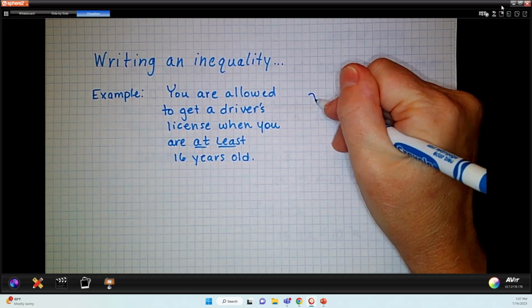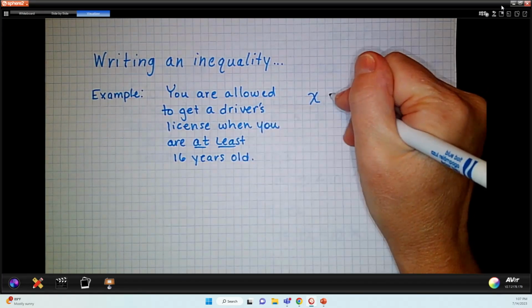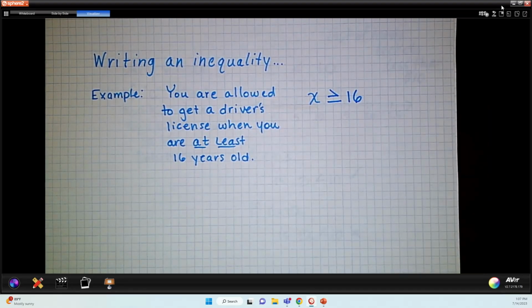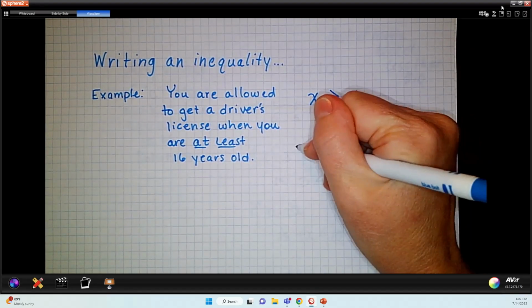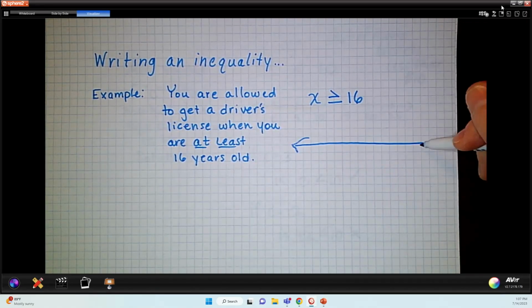So the value of X is unknown, whatever age it is. We could say X is the age of the person. They have to be either greater than or equal to 16 to get their driver's license. And then if we had to represent that on a graph, we would just sketch a number line.